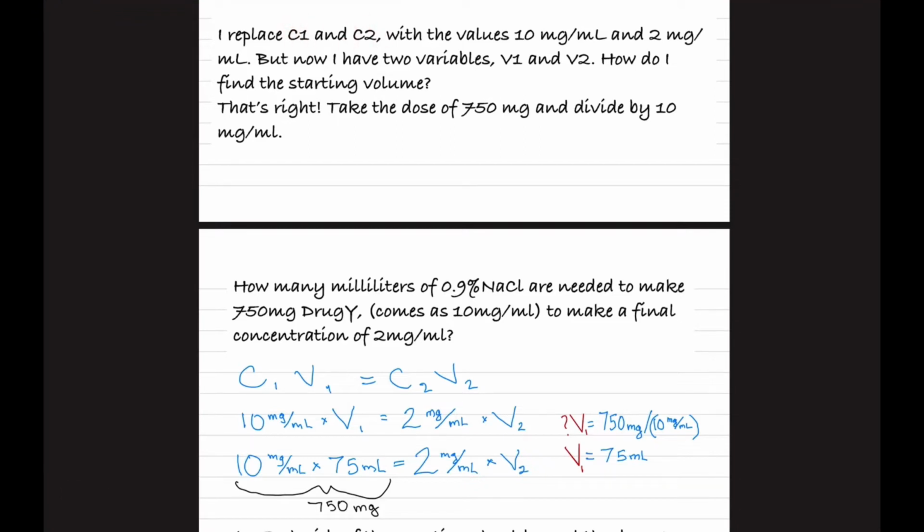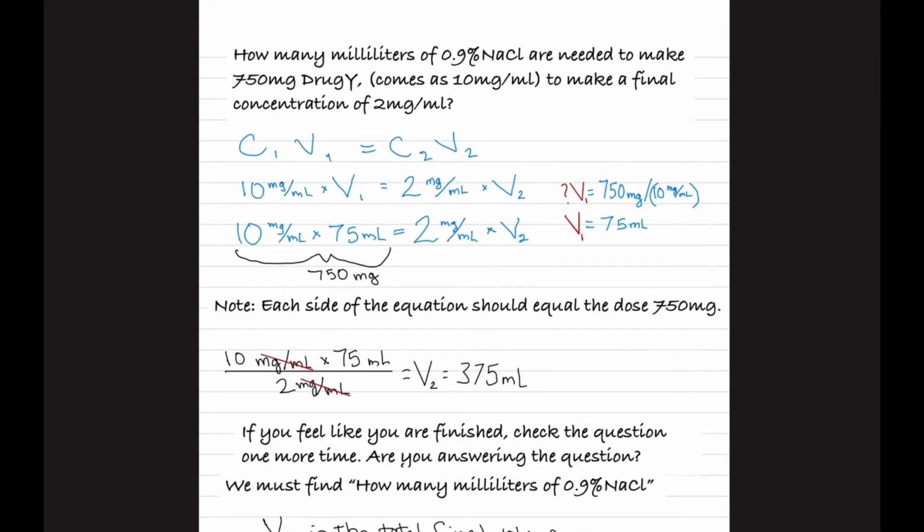I replace C1 and C2 with the values 10 milligram per ml and 2 milligram per ml, but now I have two variables remaining. How do I find the starting volume? That's right, take the dose, 750 milligrams, and divide by 10 milligram per ml. We end up with 75 milliliters.